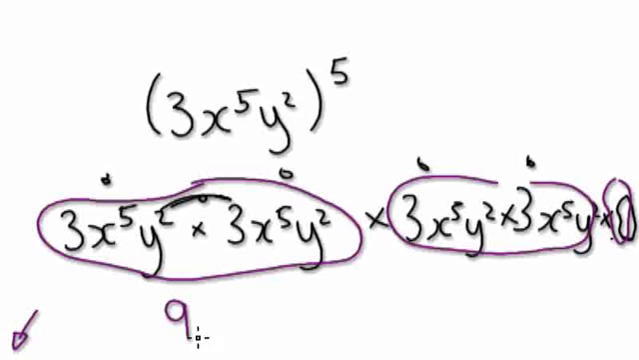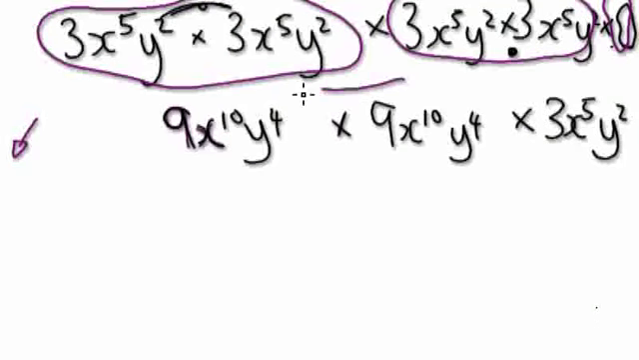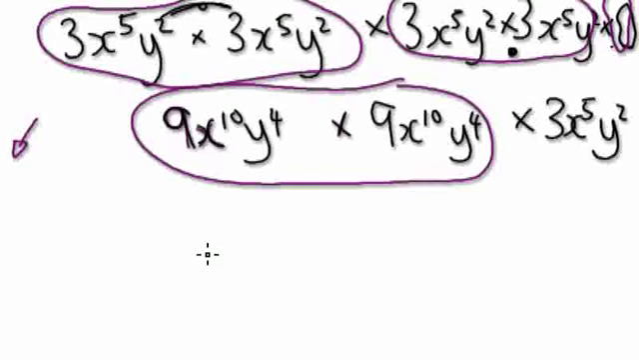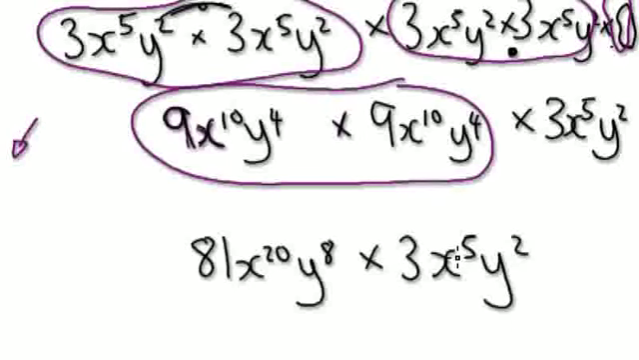So this would be 9x to the power of 10 y to the power of 4. Okay, this bubble would be the same. So times 9x to the power of 10 y to the power of 4, and then we've got to times the last one, which was 3x to the power of 5 y squared. Okay, and let's merge these two together. So this would be 81 x to the power of 20 y to the power of 8 times 3 x to the power of 5 y to the power of 2.